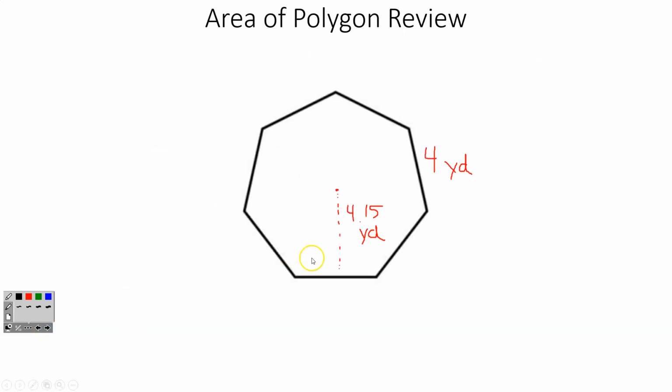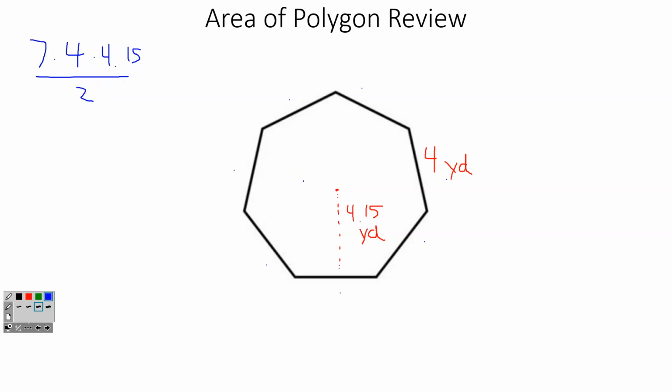So if I'm given this problem here, 4.15 yards right here, and the sides measure 4 yards, I'm going to go ahead and do this the new way. If you did it the triangle way, you should get the same answer. So the number of sides: 1, 2, 3, 4, 5, 6, 7. There are 7 sides to this shape. Times the side length, which is 4, times my apothem, which is 4.15. I need to make sure that I remember to divide that by 2.